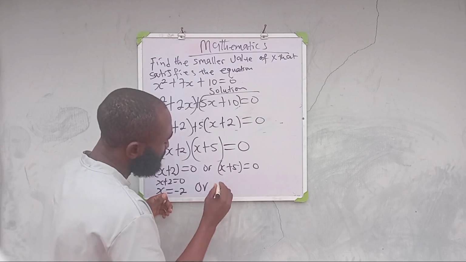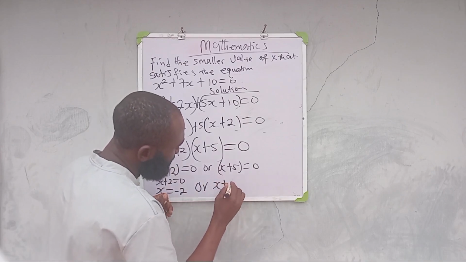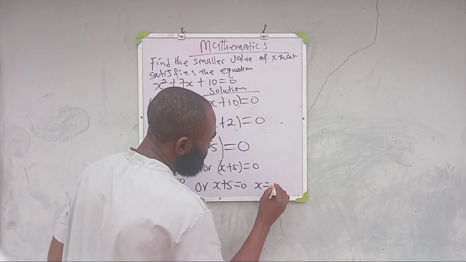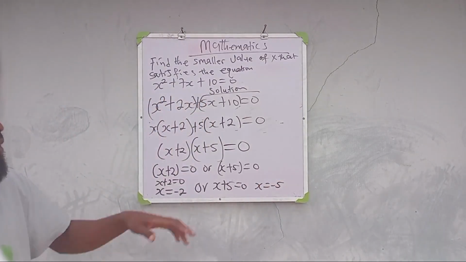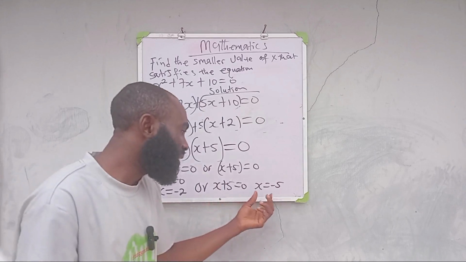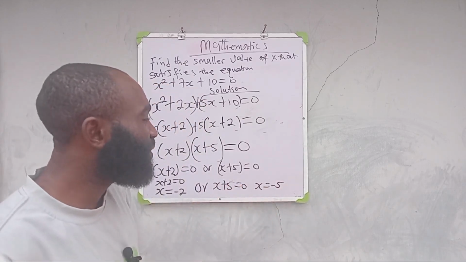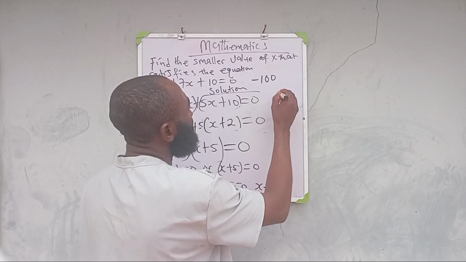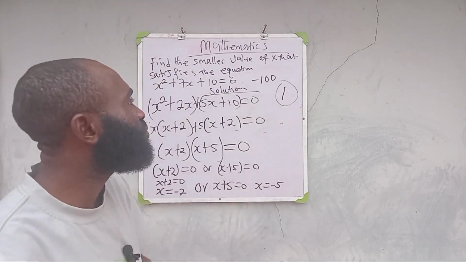or x plus 5 is equal to 0. That is, x is equal to minus 5. And the question says we should find the smaller value. So in mathematics, any negative number that is big is smaller. For example, if you have minus 100, 1 is greater than minus 100.